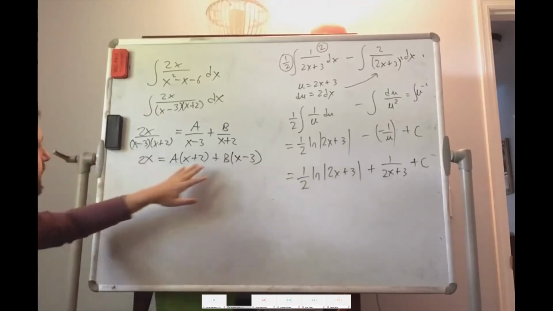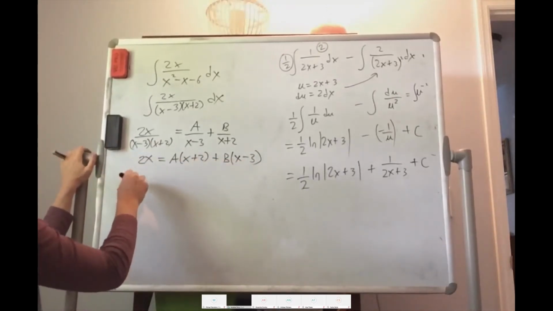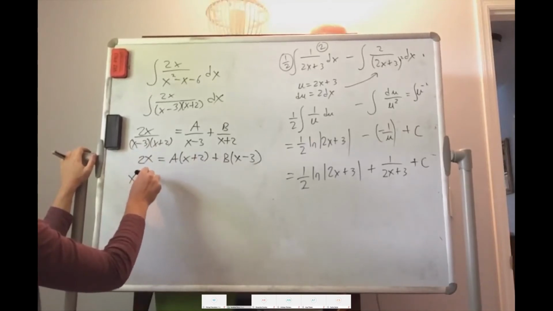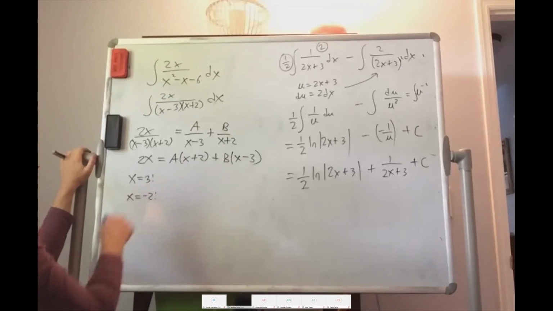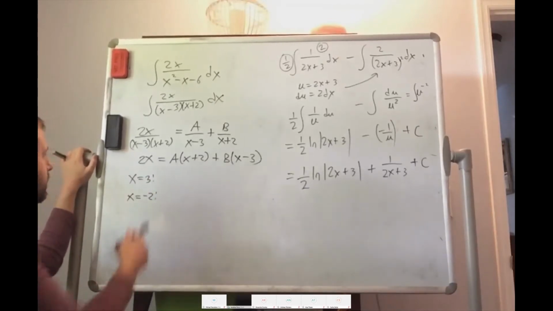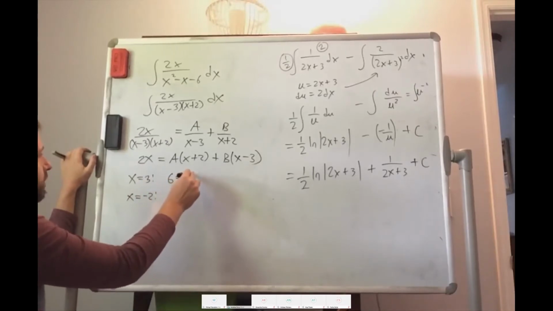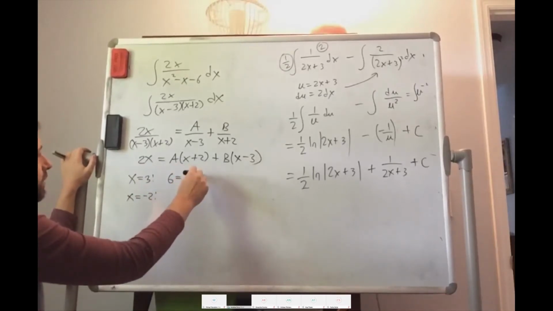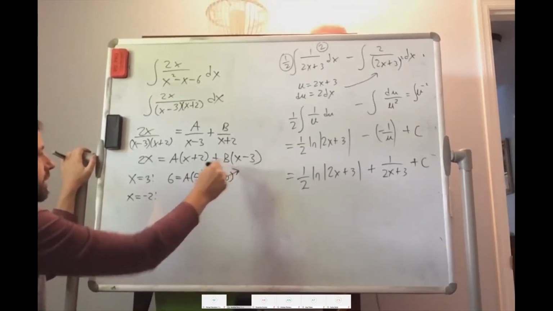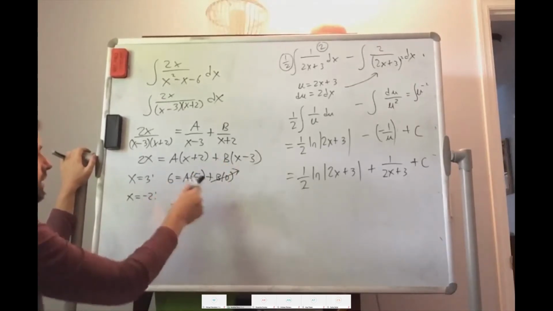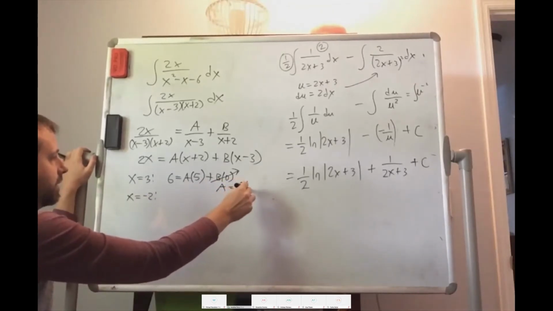Let's just do the knockout method since it will work. They're both distinct linear factors, so if I plugged in x equals 3, I should get one constant, and if I plug in x equals -2, I should get the other constant. So plugging in 3, I get 2 times 3 is 6, equals a times 3 plus 2, which is 5, plus b times 0, which kills that term. So you can see I immediately get that a is equal to 6/5.